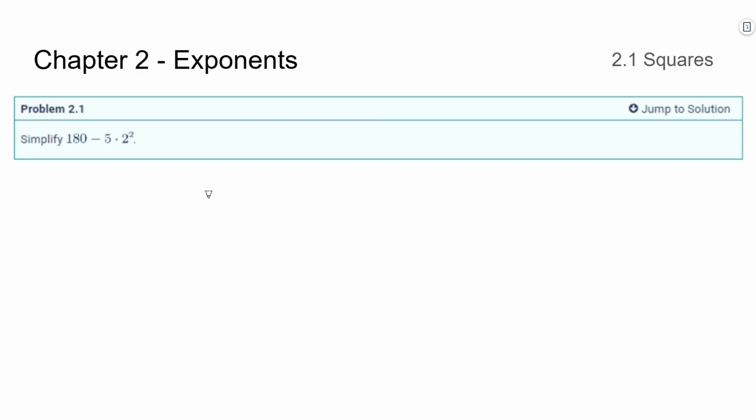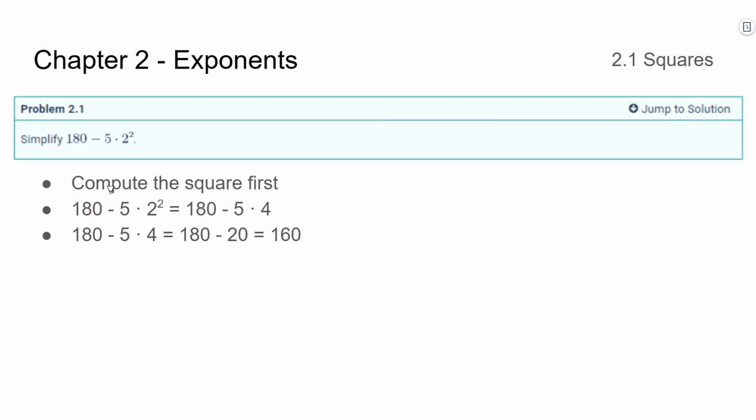All right, so now on to our problem. So 2.1, simplify this here. Go ahead and pause the video and see if you can give this problem a shot. All right, so I'm going to compute the square first. The square is 2 squared. And why do we compute the square first? Because that's our order of operations. There's no parentheses. Are there exponents? Yes, there is. So that's what we need to do first. So we have this expression right here. So first thing that we need to do is compute the square. So 2 squared is the same thing as 2 times 2, and that's going to be 4.